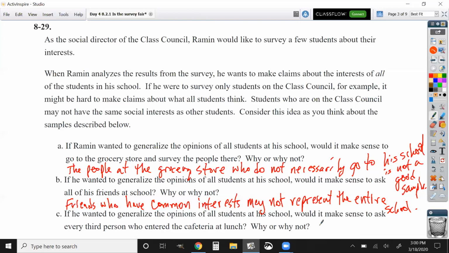So you can write your own answer for this one. I think it's a fairly good sample, but I think it could be better because the people who go in for lunch, maybe that's a different group of people. Maybe there's a bunch of people who go to clubs at lunch and don't go into the cafeteria, and you're missing those people. So I'm going to let you write your own answer for 29C.